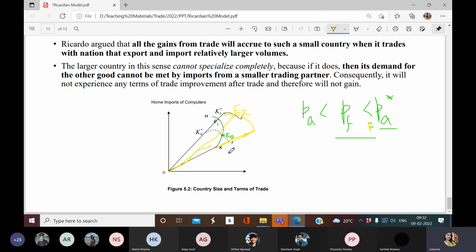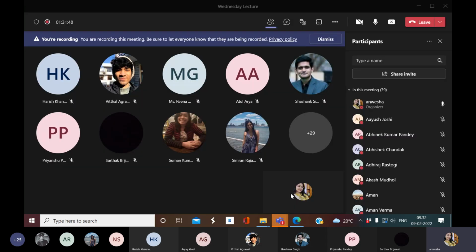Okay, but if the countries' relative sizes are very different from one another, then the post-trade terms of trade of one country will coincide with the pre-trade terms of trade of the other country, and that country will not realize any gains from trade. Because gains from trade arise from the fact that the post-trade prices are different from the pre-trade price. But if in the post-trade situation your price is not different, then what is your gain? No gain. Okay, so that is the conclusion.